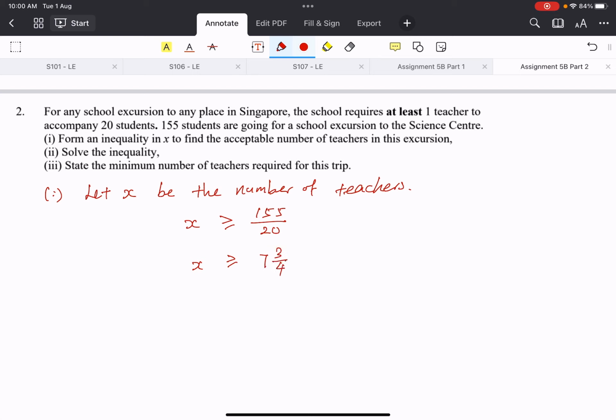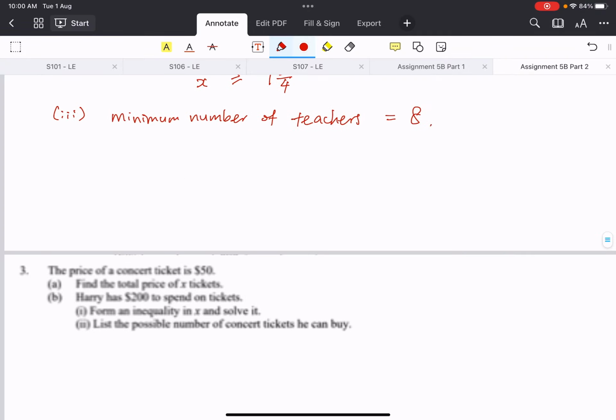Of course, again, the number of teachers is an integer. You don't cut up a teacher. So solving the inequality is part 2, and in part 3 we state our final result. The minimum number of teachers in this case is equal to 8. There we go. So that's the solution. Let's go to the next question.